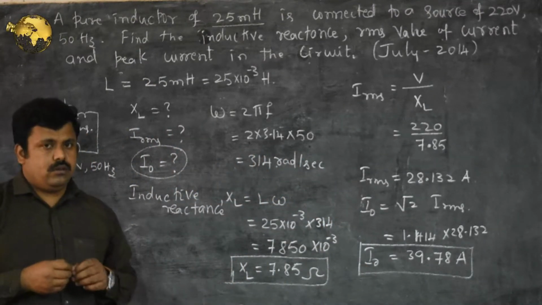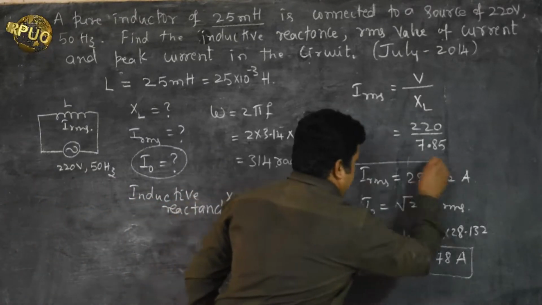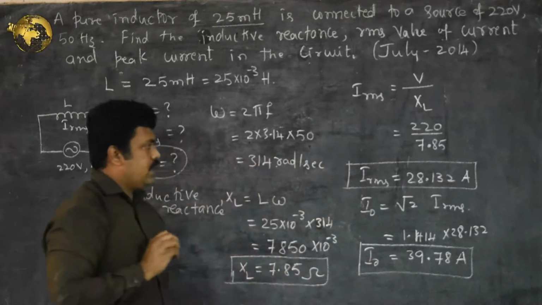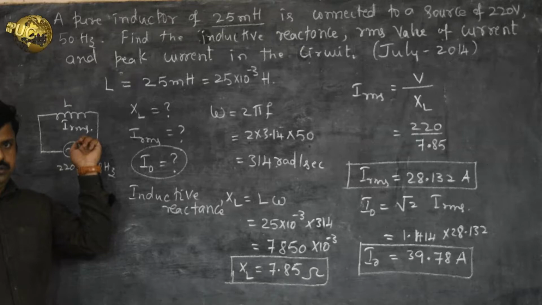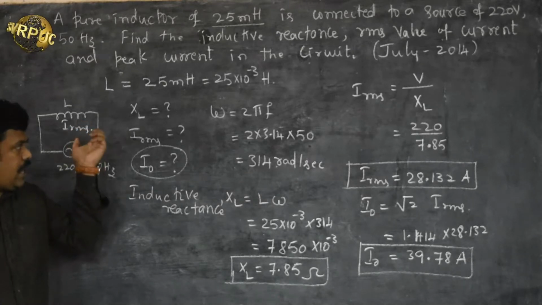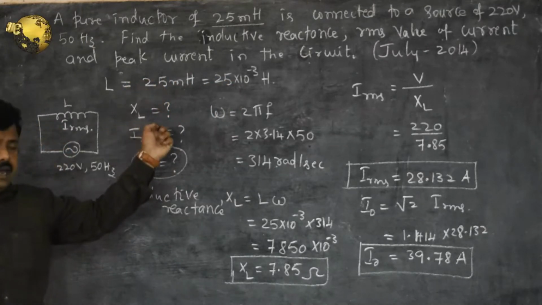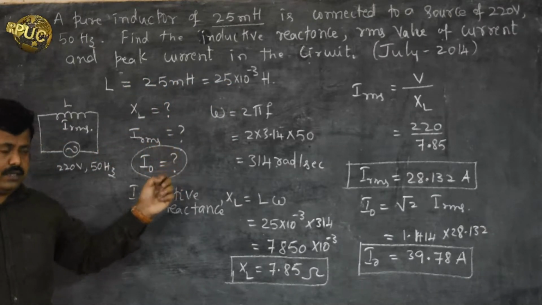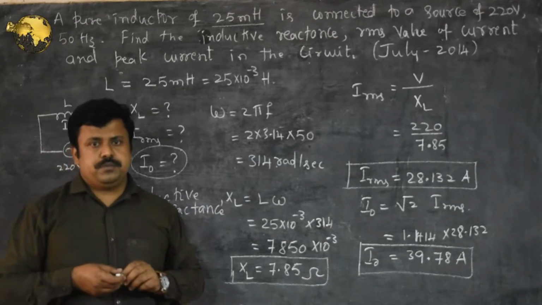So we have calculated the required things of the numerical. This is simply an inductive circuit. They have given the inductive circuit and asked us to calculate the inductive reactance, RMS current in the circuit, and I naught. Okay, let's move on to the next question.